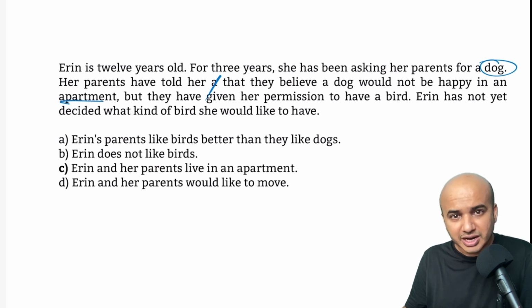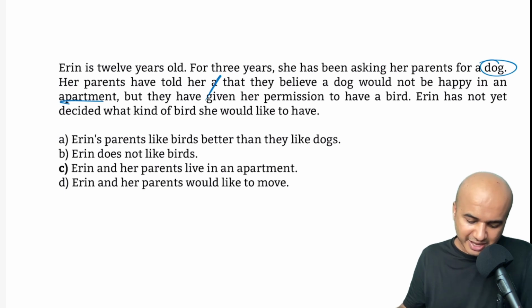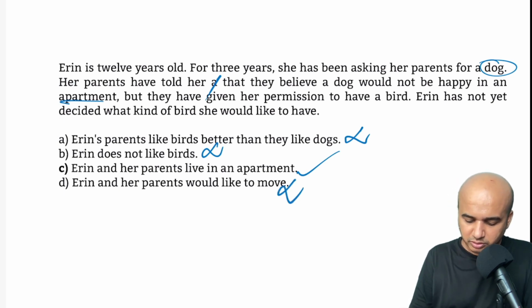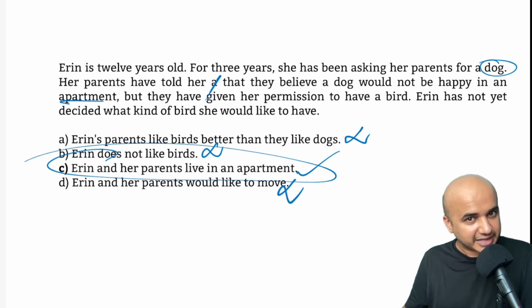What we have to do is look at the options and decide which is the right one, or rather, which is the right interpretation. Erin's parents like birds better than they like dogs. Nowhere in the paragraph is this suggested. It only says Erin's parents believe a dog would not be happy in an apartment. Erin does not like birds, nothing to suggest that. In fact, she has already thought of some bird, but she has not yet decided which type of bird. Erin and her parents live in an apartment, obviously, that is in fact the marked one, and it sounds fine. Erin and her parents would like to move, nothing as such. So obviously, option C is in fact the right answer.